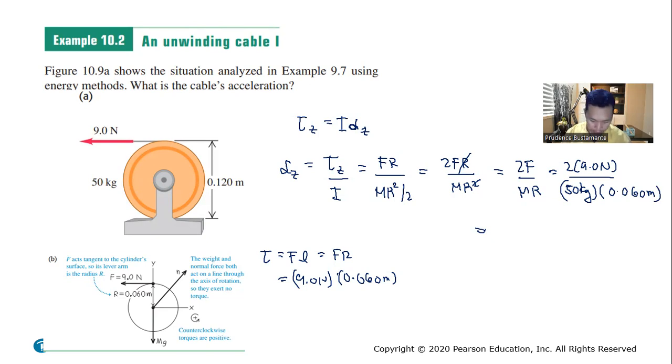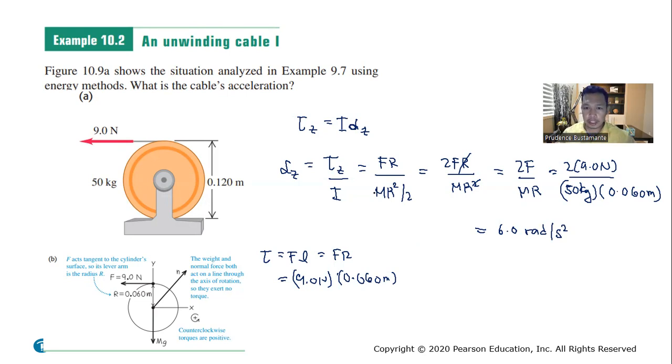Then you can calculate the angular acceleration. So 2 times 9 over 50 times 0.06. So we have our answer, 6.0 radians per second squared. So that is the answer. Take note of this: what is the cable's acceleration?